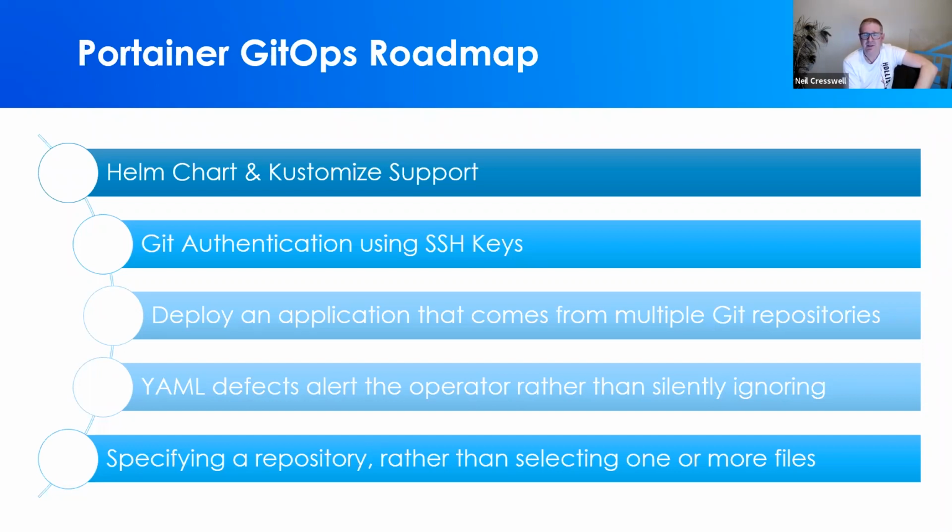We also want to specify a Git repo rather than manifests one by one. You may have a repo that has 20 or 30 manifests in it. It would be very nice to say, I want to deploy an application based on all manifests from this repo, go, as opposed to manifest 1, manifest 2, manifest 3, manifest 4. So that's something else we want to work on.